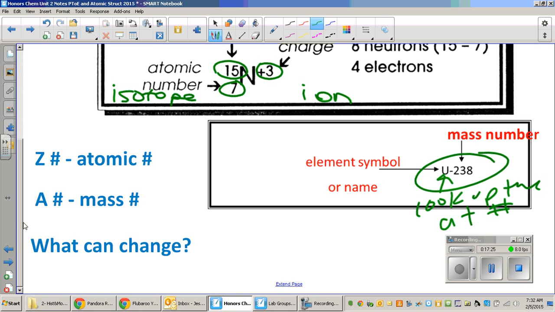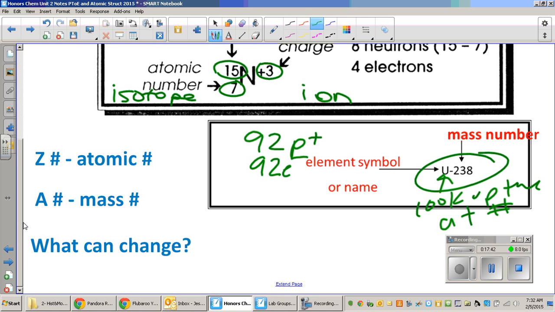So what does that mean about it? 92 protons. Okay, if you see that it's neutral, you don't see any charge here, right? That dash is not a negative. So what does that mean about electron count? Also the same. So number of electrons is 92.